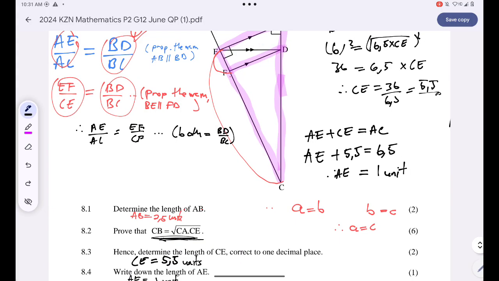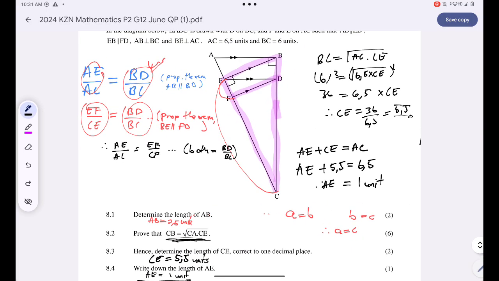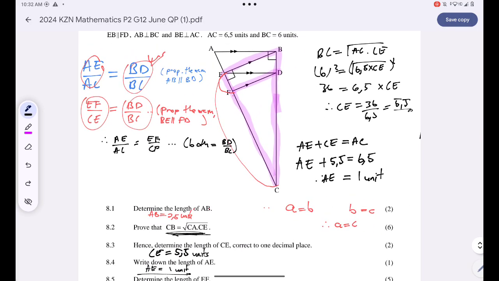Okay. Do you know the length of AE? Yes, we do know the length of AE. That's 1 unit. The length of CE is 5.5 units. The length of EF, we don't know it.